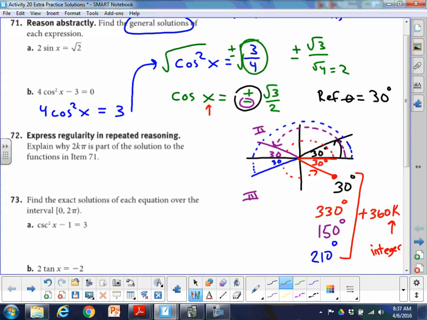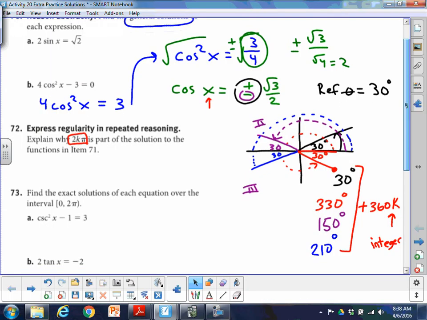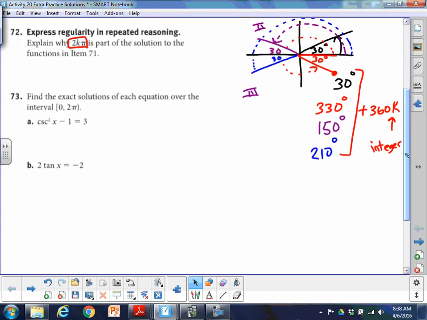Okay, 72. They were asking why is 2k pi part of the solution? If we had done this in radians, instead of adding 360k, we would have added 2 pi k. The reason is the same, because it's a general solution and it's going to keep repeating for every revolution of the circle. Okay, let's do part A for number 73.